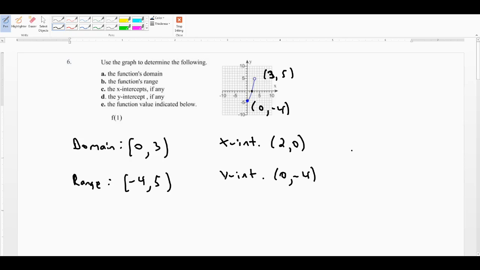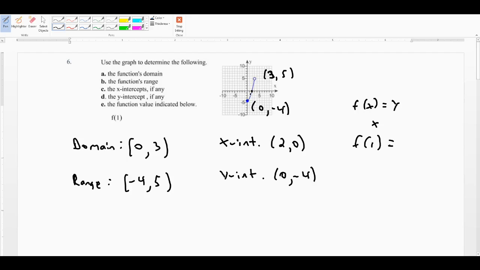And then f of 1 is the last question being asked. Now 1 is the x value, and f of x is nothing but a y. So what this is actually asking you is to find the y value when x equals 1.